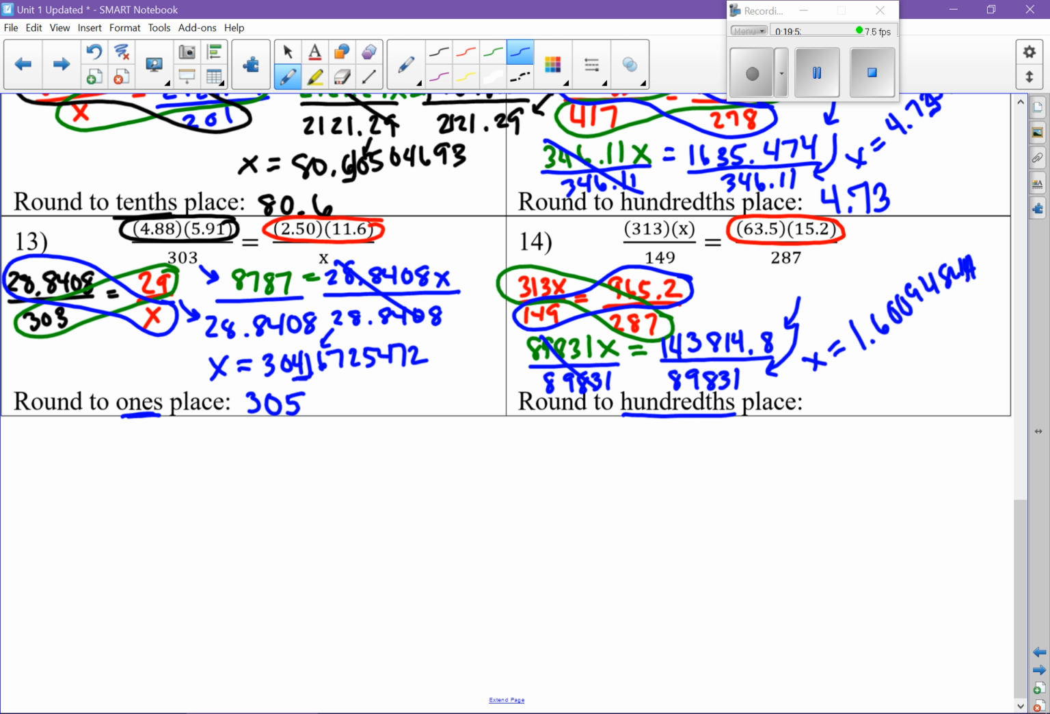We're only going to stop at the hundredths place though, which is right here, 2 after the decimal. Directly after it is a 0, so we're going to leave it and not round up. We're going to stop at 1.60.